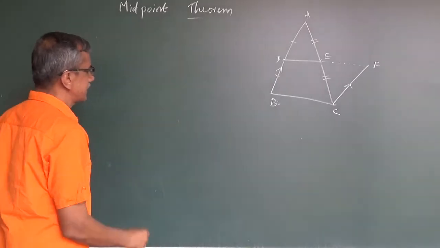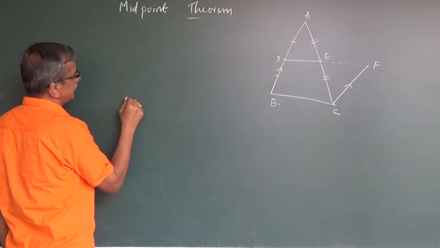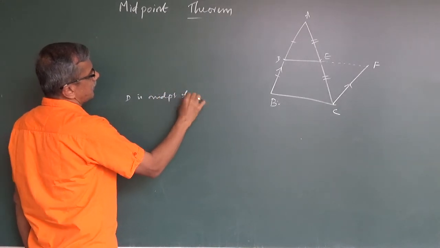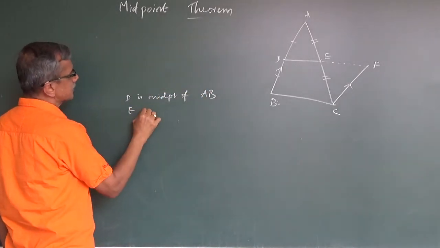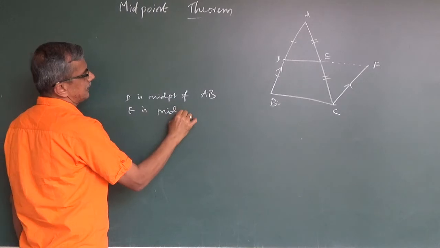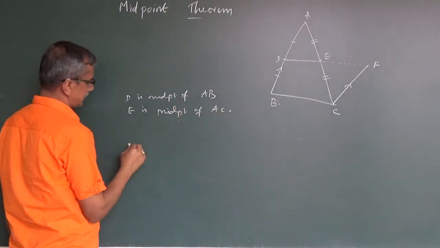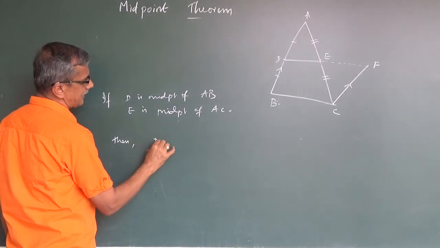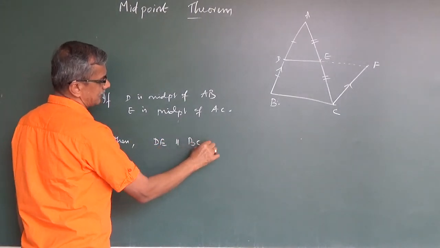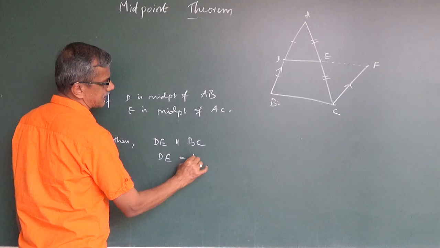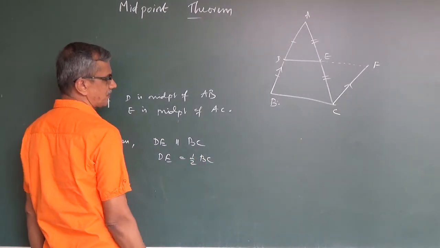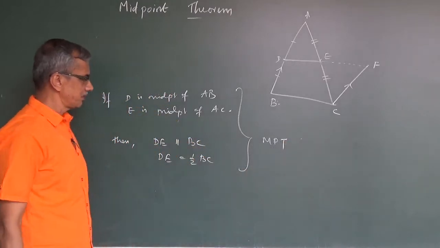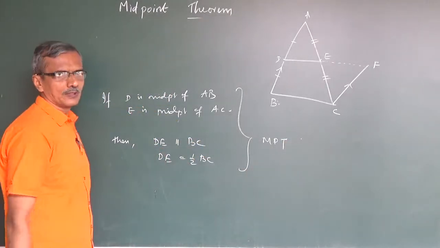How do we write the reason? If this is given, D is midpoint of AB, E is midpoint of AC, then we can conclude that DE is parallel to BC and DE is equal to half of BC. This is the essence of the midpoint theorem. If this is so, then this is true. I hope you understood.